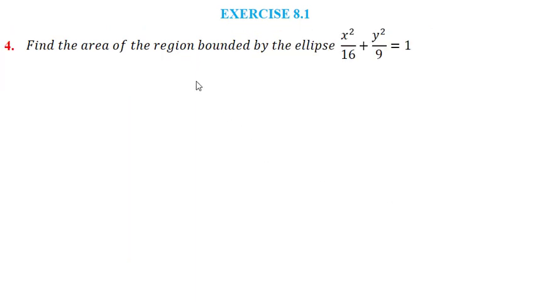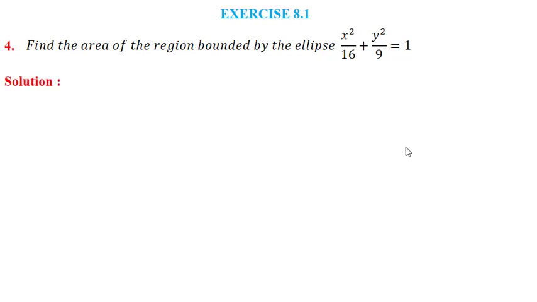Now find the area of the region bounded by the ellipse. So far we have discussed how to calculate the area between curve and x-axis, and between the lines. Now here we have to calculate the area of complete ellipse. So x square upon 16 plus y square upon 9 is equals to 1.